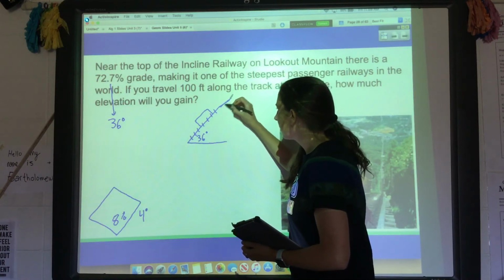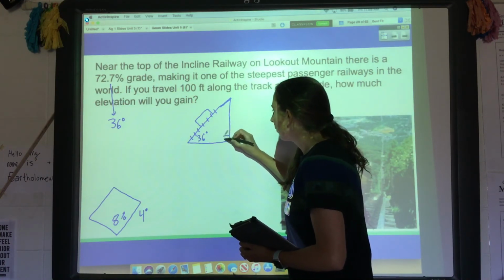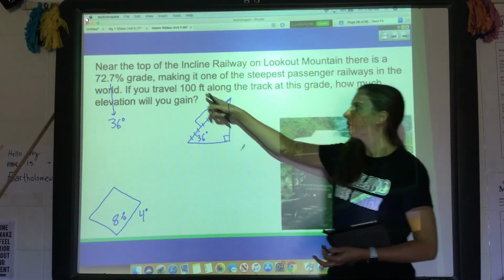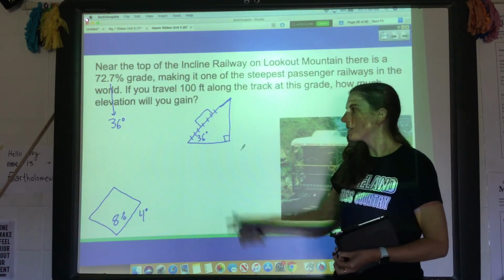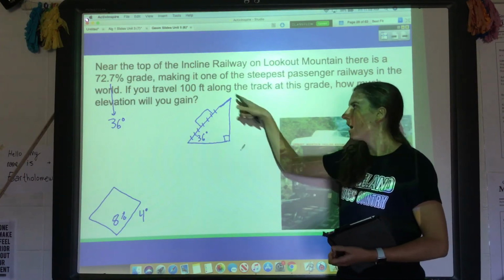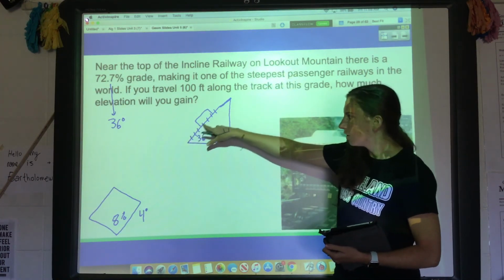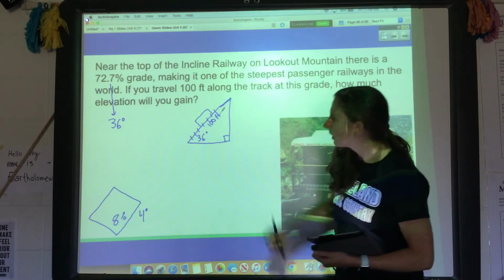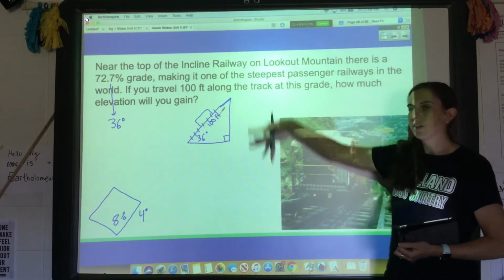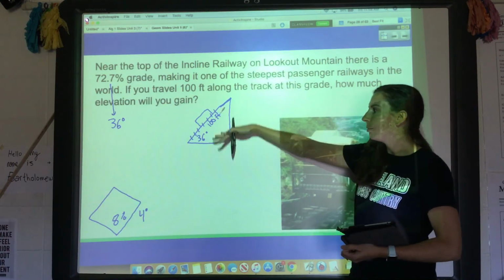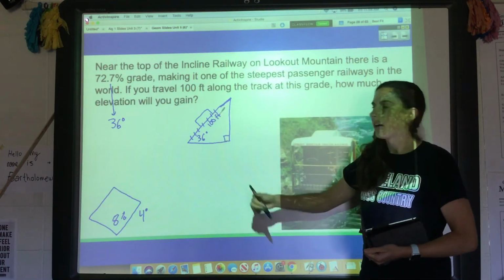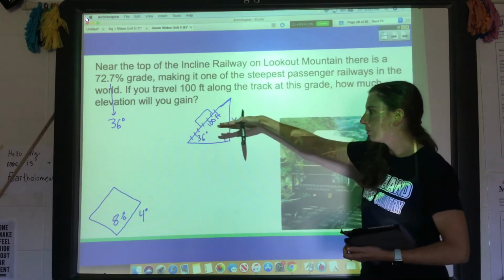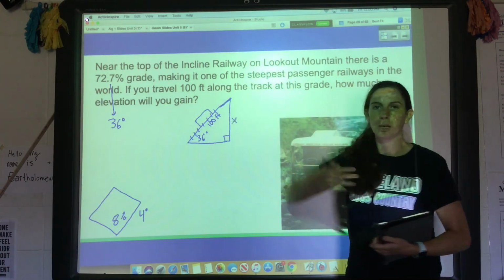This forms a right triangle. It tells me you're traveling 100 feet along the track. That's not 100 feet horizontal, it's not 100 feet vertical, it's 100 feet along the track. So 100 feet right here. And it wants to know how much elevation will you gain. That would be the height of the triangle, basically. It would be this right here. Elevation would be just from here to here, how much have you gone up?